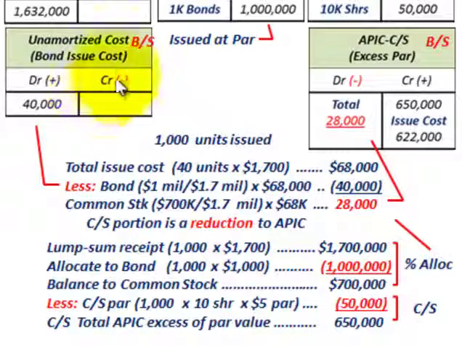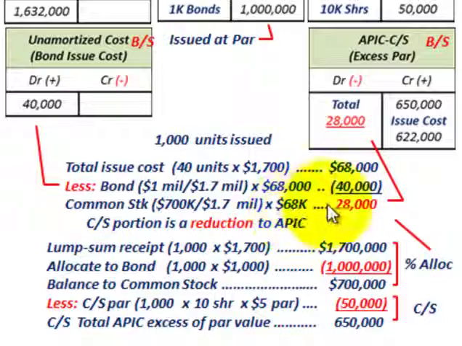So let's go up here and we'll look at that. Now that becomes an unamortized cost on our balance sheet under our assets, bond issue costs. So debit that for $40,000. So that's where our issue costs in our bond ended up, as an unamortized cost under our assets on our balance sheet. Okay, so we had our bond issue costs at $40,000, total issue costs at $68,000.